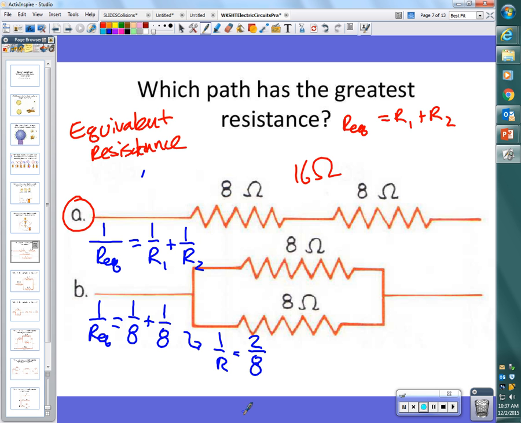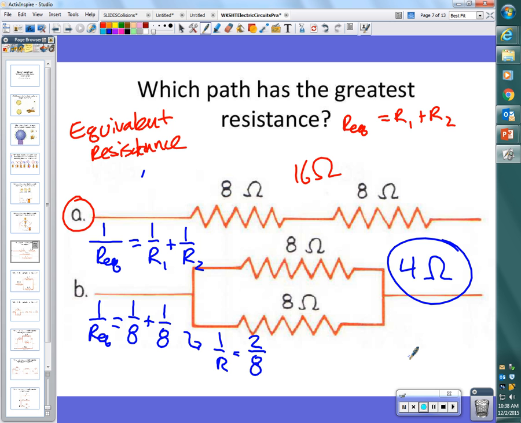But we need to solve this equation for R. So what are we going to have to do? We can cross multiply. So 2R equals 8. If you solved this equation for R, you would get 4 ohms. Okay? Does that make sense?